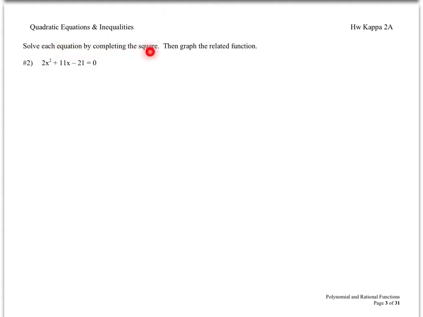Solve the equation by completing the square, then graph the related function. Solving the equation by completing the square means that we're going to find the roots of this problem. To complete the square, your lead coefficient is not supposed to be a 2, it's supposed to be a 1. We can fix that.